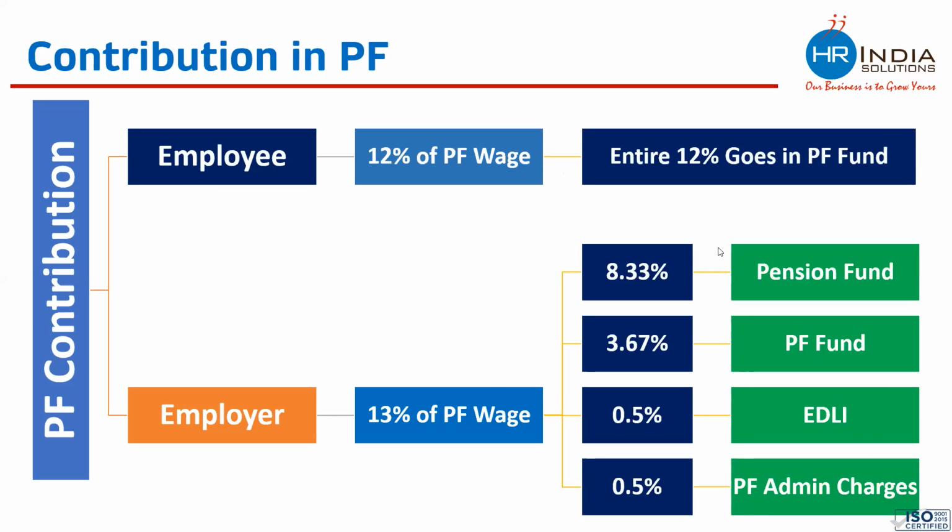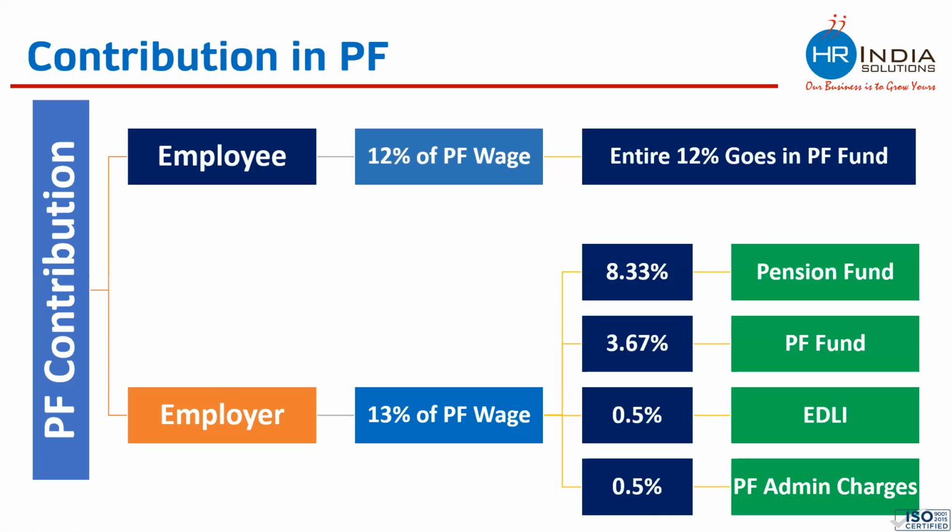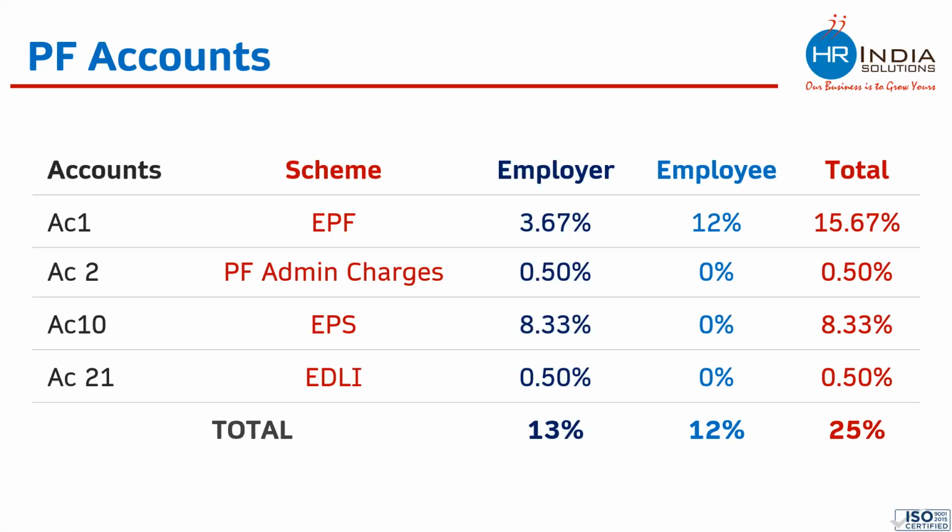All right. So this is the contribution rate, how the employer and employee contribute in all these schemes which the EPFO has given. Now let's discuss the PF accounts. Like I have discussed, there are three schemes available in EPFO, and the employer contributes by these rates. But EPFO has accounts also. All these schemes are being managed by the accounts, right?